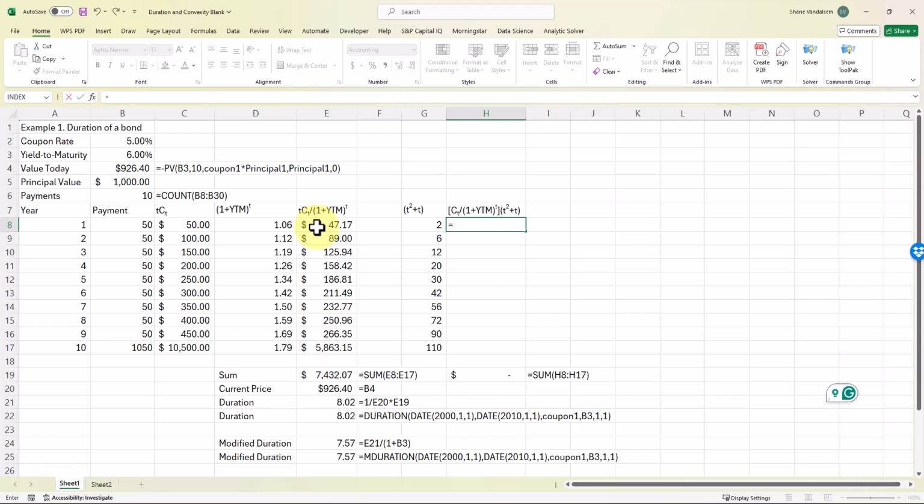multiplied by t squared plus t. So we're going to make this equal to our payment. Okay, we're going to make this equal to, open parentheses, our payment divided by our value in column D, close parentheses, multiplied by the value in column G. And so our first value here is 94.34. I'm going to pull this down all the way.